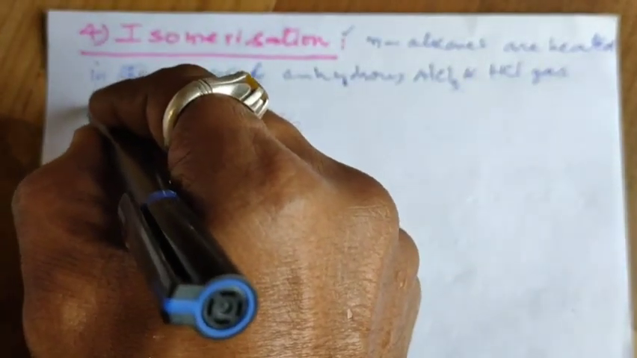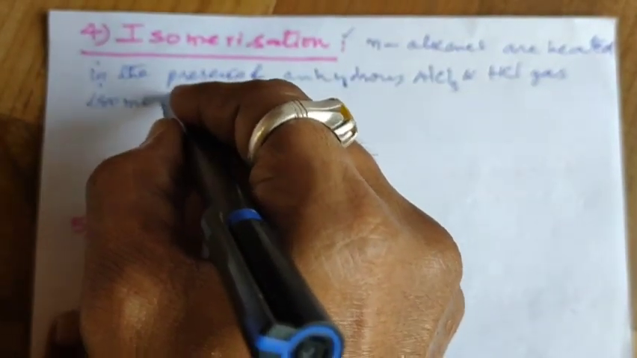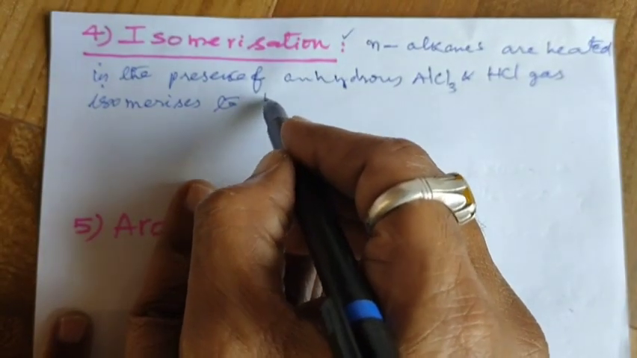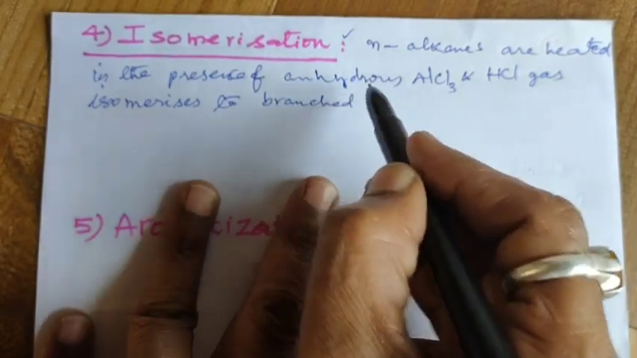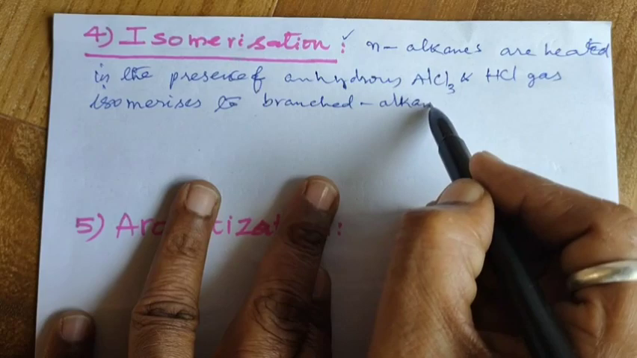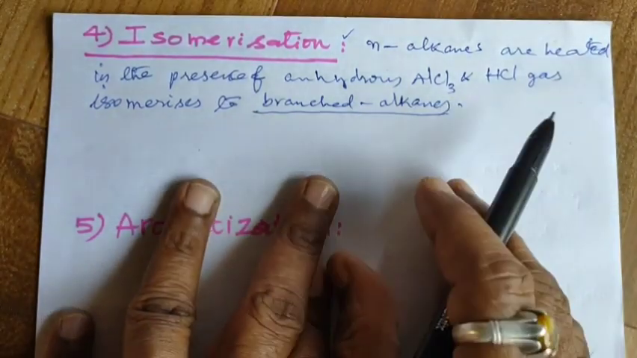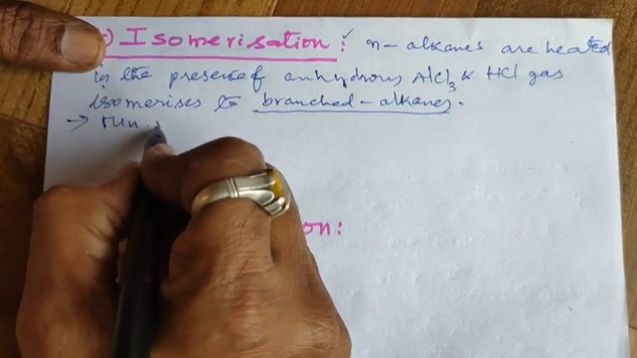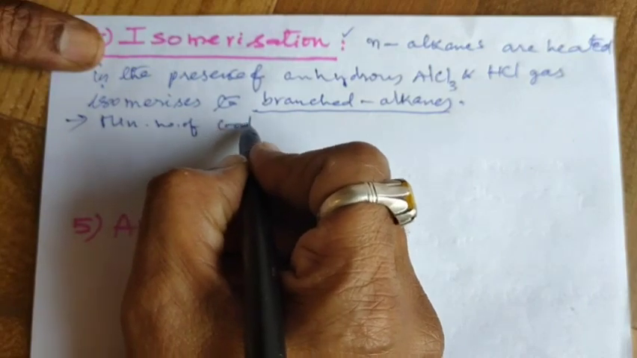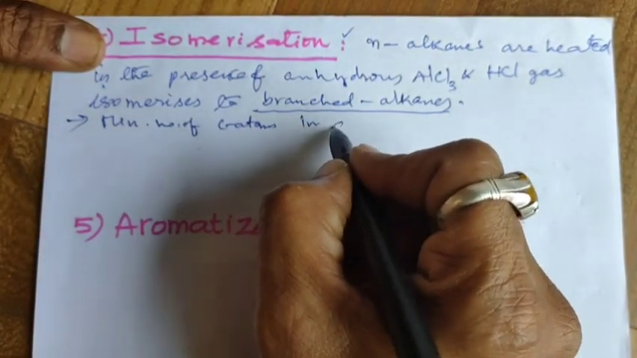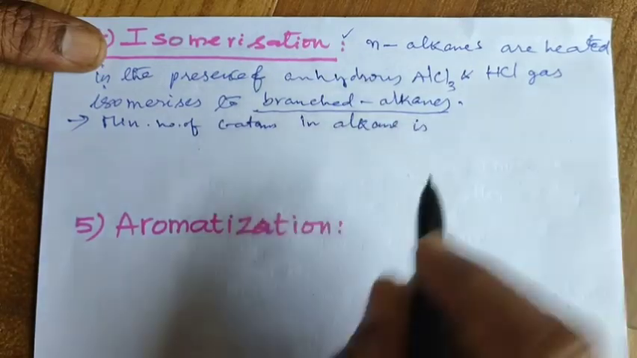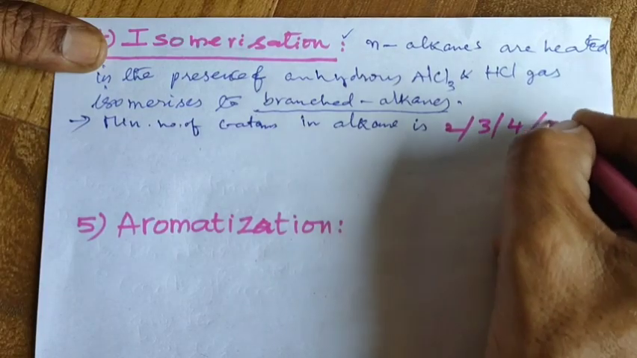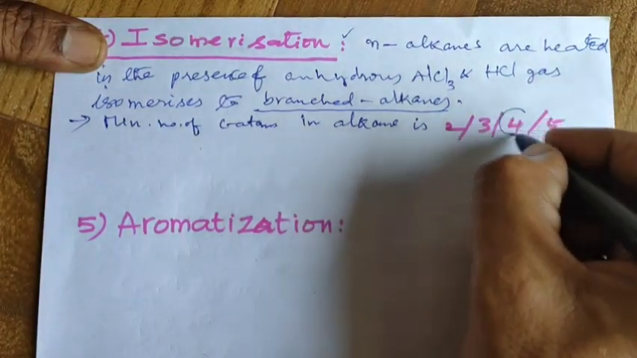Isomerizes to branched alkanes, this reaction is known as isomerization. So in this case, the minimum number of carbon atoms in alkane is, 2, 3, 4, 5. Minimum 4 carbons is required.